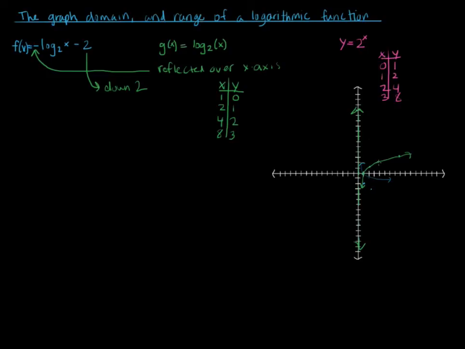Here we're going to flip this over, so it's going to be negative 2, but then we're going to go down 2 more than that. And then here we're going to flip this over, so it would be negative 3, and then we're going to go down 2 more than that. So then the final function is going to be like this. And that is how we graph f of x equals negative log base 2 of x minus 2.